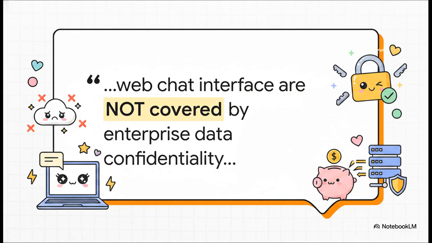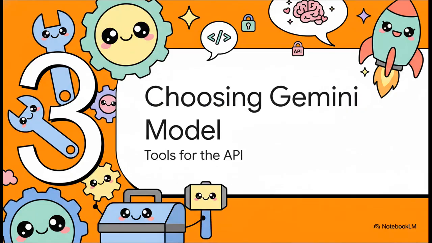The whole takeaway here is to empower you. Use the web UI with public or mock data to design your prompts quickly. That's totally fine. But you absolutely must move to a Build Google Cloud Project API for any sensitive or proprietary enterprise data. And this brilliantly illustrates our next point.